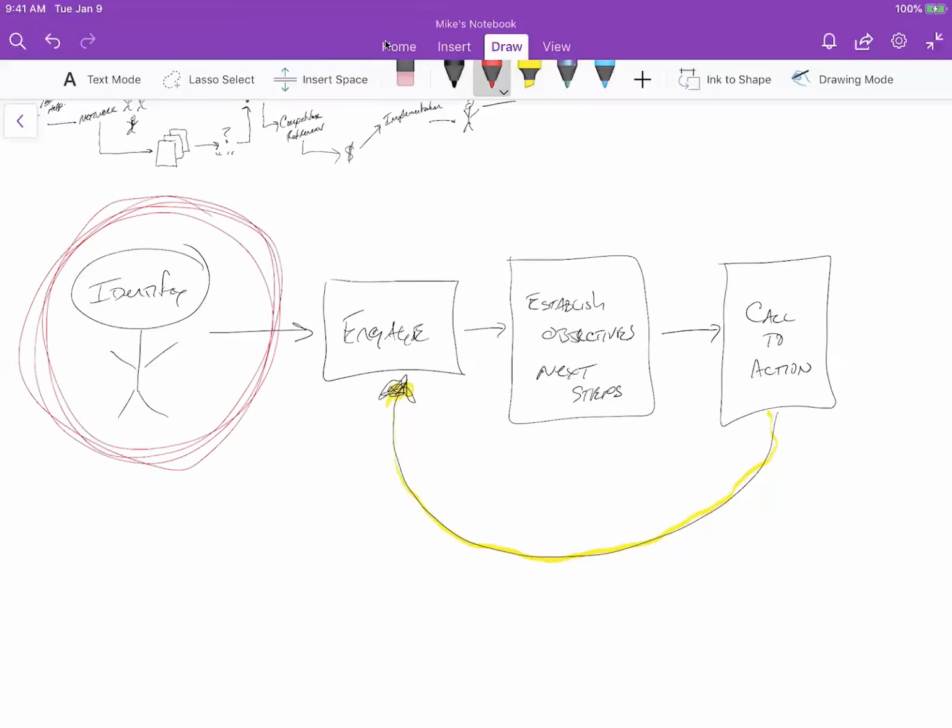But remember, you want to identify, you want to engage, you want to establish next steps, you want to call them to action, and then go through the looping process.